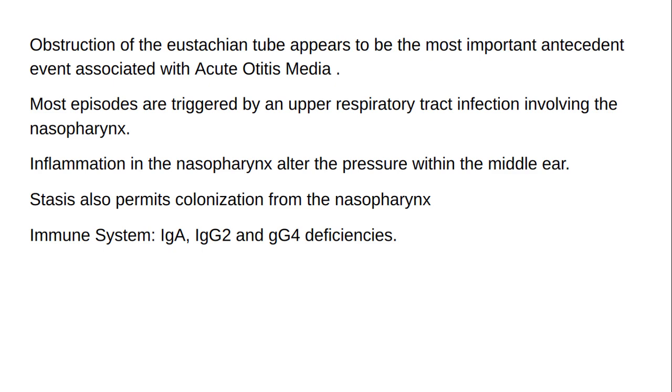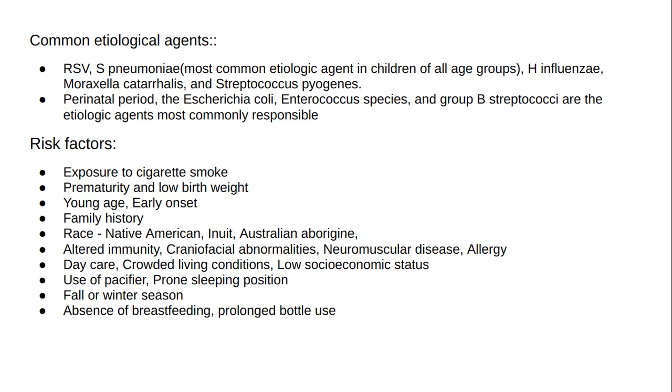Otitis-prone children include those with patulous or hypotonic eustachian tube and children with neuromuscular disorders. Talking about the immune system, immunoglobulin G2 and immunoglobulin G4 deficiencies are involved in otitis media, like in Down syndrome. Causes of acute otitis media are often multifactorial. Common etiological agents include RSV, S. pneumoniae, most common etiologic agent in children of all age groups, H. influenza, Moraxella catarrhalis, and Streptococcus pyogenes.